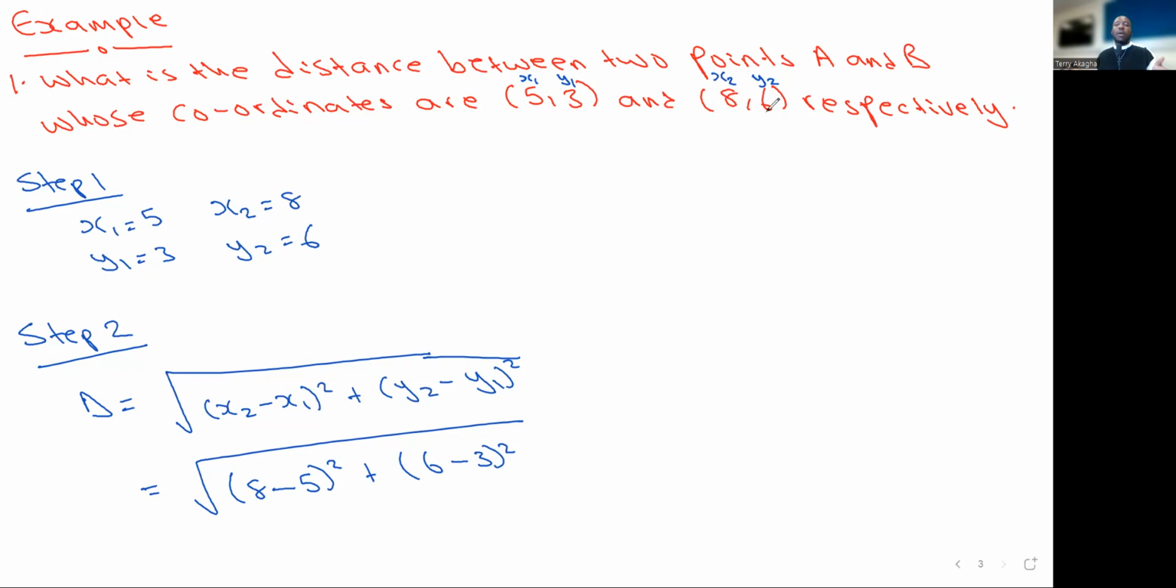But you can switch it up. You can try it and you see you get the same answer. Then when you're done, step 3, you simplify, you press your calculator, and your distance should be 3 root 2, okay? And that will be the answer for that. So the distance between point A and point B is going to be what? 3 root 2. All right, so let's pick one more example.